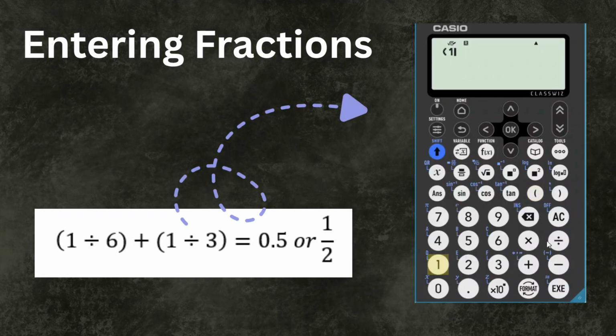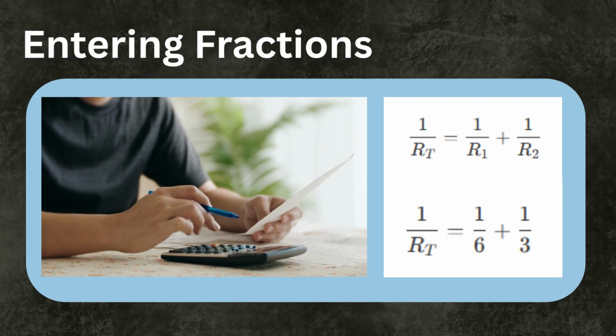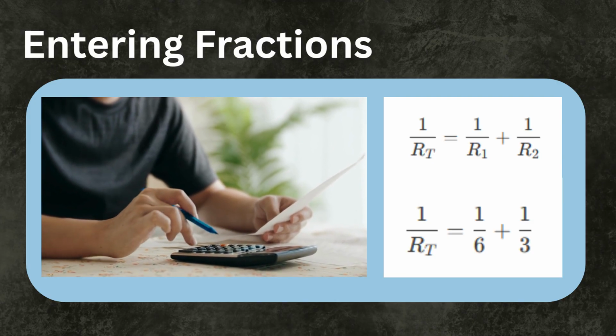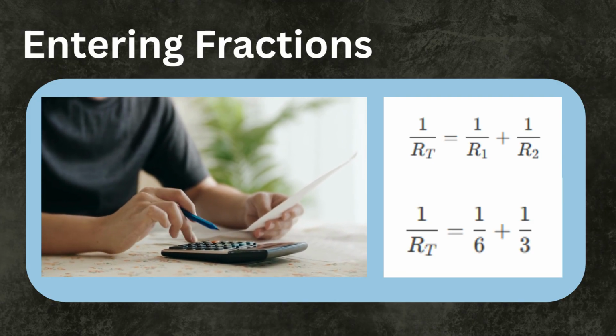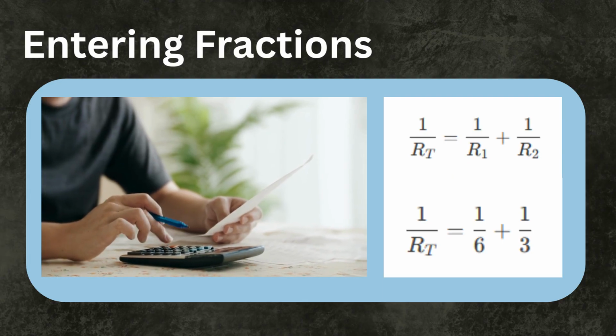If your calculator does not have a fraction key, you can enter the same calculation using brackets and division. Both methods produce the same result, 1/2, or 0.5. Being able to enter fractions correctly is important because the parallel resistor formula contains several fractions, and you will need to work with them confidently in the next examples.